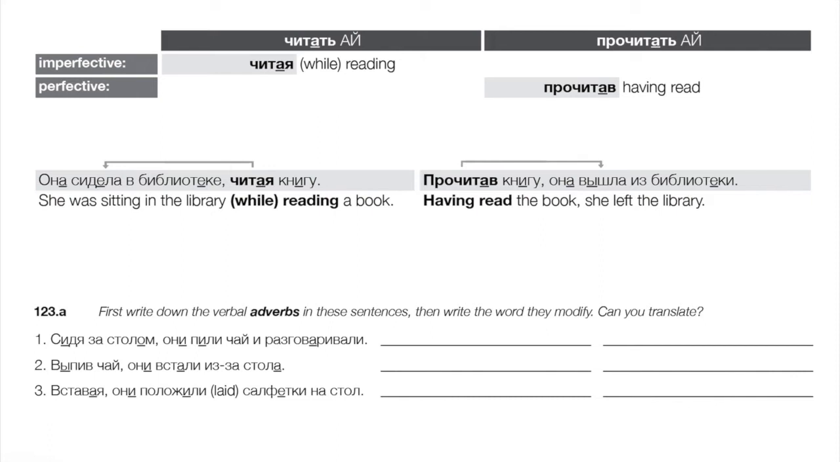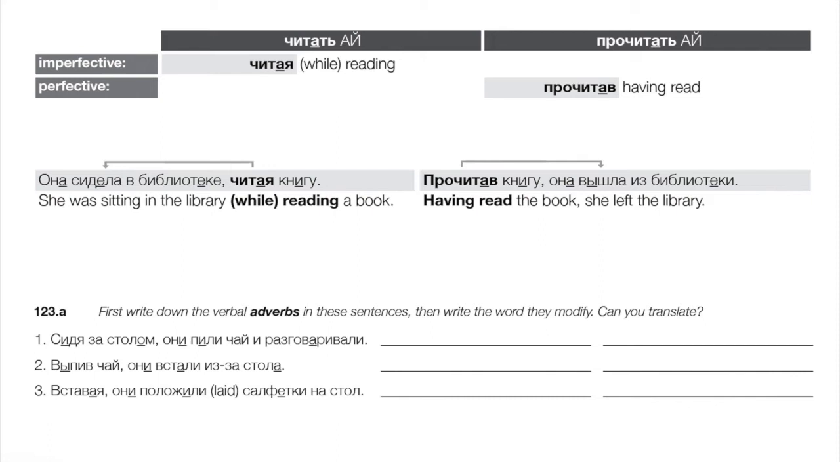Okay, 2. Выпив чай, они встали из-за стола. Okay, that's from a perfective verb, right? Выпить. So that's a perfective verbal adverb. It's modifying the main verb встали over there in the main clause, and we need to use having. Again, the having really here is not optional. Really nothing else would work. Having drunk the tea, or having finished their tea, they got up from behind the table, they got up from the table.